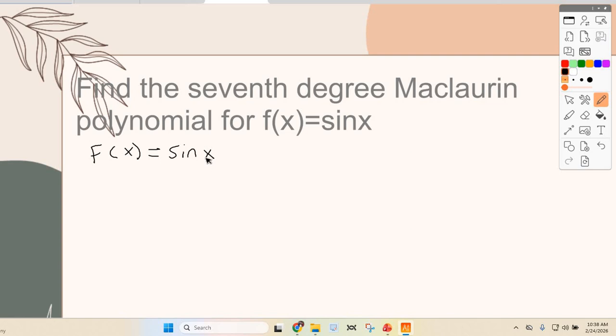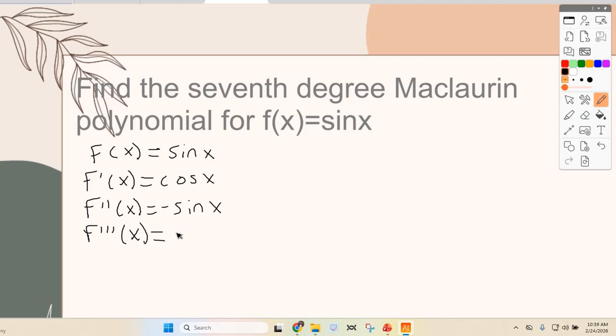What do we have to go out to? The 7th. But remember, after a while, what starts to happen? It's going to be a pattern, so we really aren't going to have to think that hard about it. What is our first derivative? Cosine. What is our second derivative? Negative sine. And our third derivative? Negative cosine. And our fourth derivative?